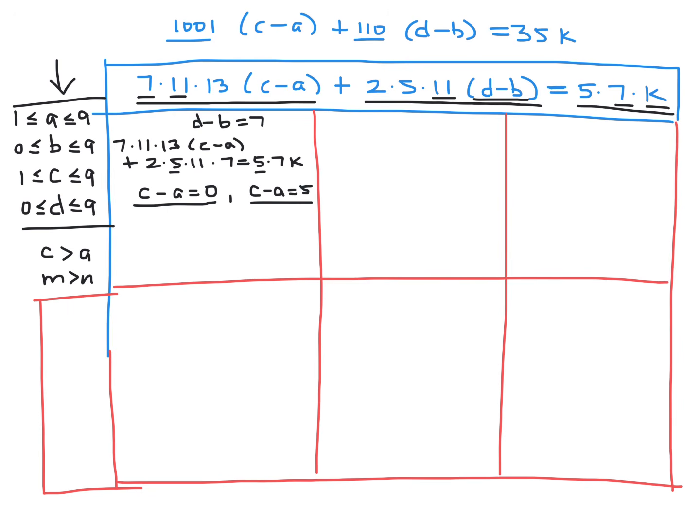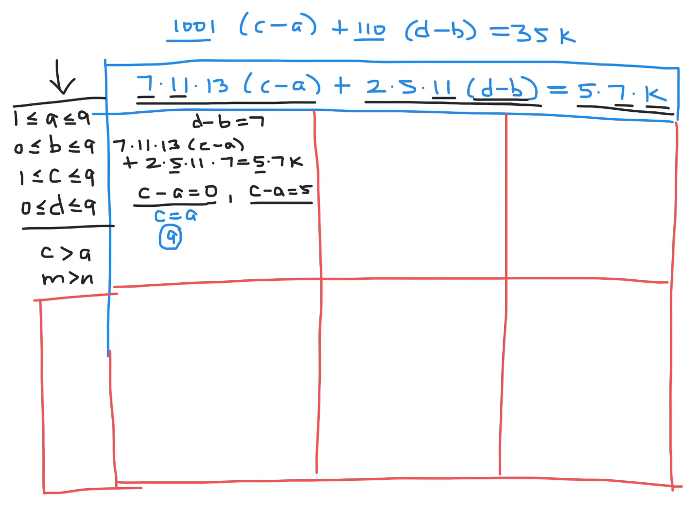C minus A can equal 0. Well, that would mean C is equal to A. And since there's 9 possible values for A and 9 possible values for C, that could happen 9 times. That could happen in 9 different ways.